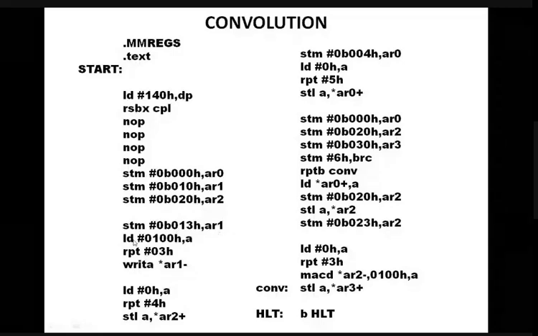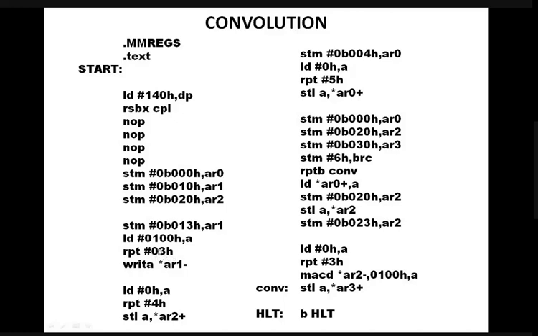And then LD #100H, A means the accumulator is loaded with the program memory address 100. So this 100 is a program memory address, and then we repeat the next instruction 3 times. I told you several times, there is a special instruction called repeat instruction. Repeat instruction will repeat the next instruction that many number of times. So RPT #3H means repeat the next instruction n plus 1 times.